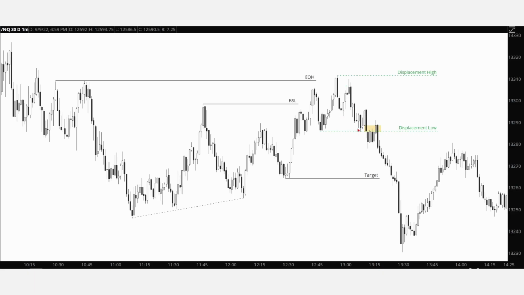Price trades back up, now comes through this low, closes under it, leaves behind a fair value gap that does not get traded through. And now it just barely takes out this old low right here, if you can see that wick, trades away from it, and then very rapidly comes back under and closes below. So now this is where I'm marking my displacement low right here for a market structure shift.